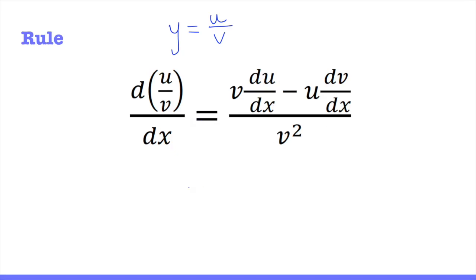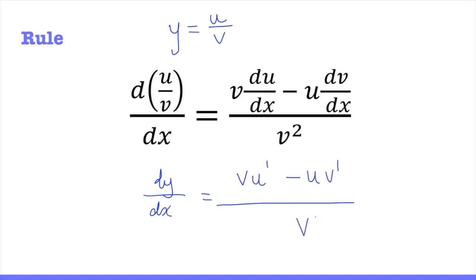by v squared. If you want to write it in a little bit of a simpler manner, dy by dx, remember using our informal notation, that will be vu dash minus uv dash on v squared. This time, it does matter what order you do it in. So as long as you remember that your first term here is v and u dash, so the derivative of u, then you should be fine.